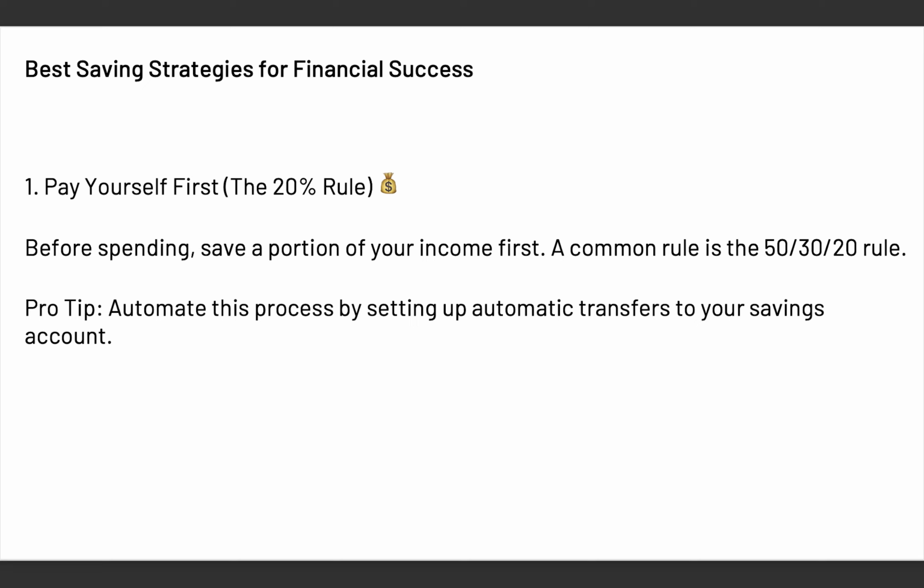Now, a pro tip I'll give you here is automate this process by setting up automatic transfers to your savings account. So let's say, for example, you are using a savings app that allows you to automate your savings. Just automate your savings so that it will be taking 20% of your income from your bank to your savings account immediately. That's the first step.